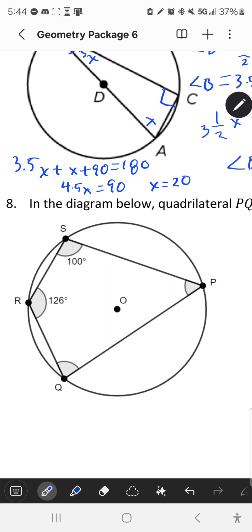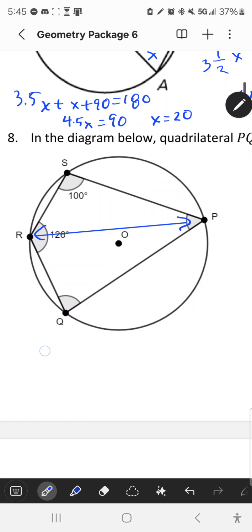What does that mean? The opposite angles, which in this case will be, for example, if I draw a straight line, this is opposite to this one, they are supplementary, they add up to 180 degrees. So I can say that 126 plus b is going to be equal to 180. So 180 minus 126 is 54, so b equals 54.